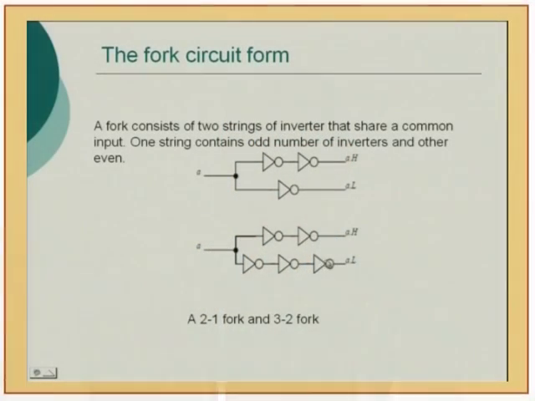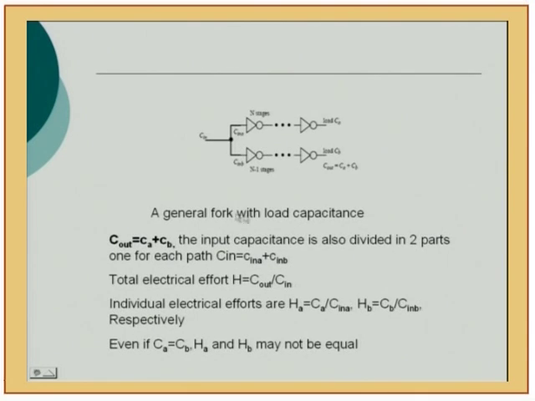So you can see from here, you can have a 2-1 fork, 2-3 fork, 3-4-4, depending on the kind of fork, the requirement of the load. Essentially a general fork will have a load here and here, and there will be n stages on one side and n minus 1 or n plus 1 stages on the other side. The total capacitance at the input is the input capacitance here plus the input capacitance here. That is the net capacitance this C_in needs.